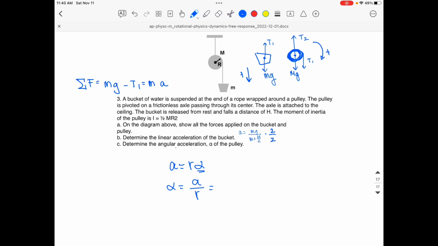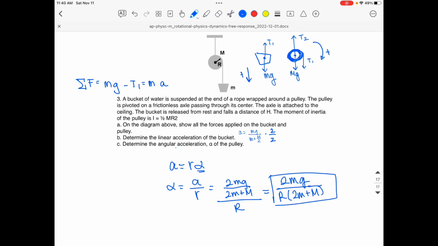So A is equal to 2mg over 2m plus big M. Divide that by r, and you get 2mg all over r times 2m plus big M. And that would be your angular acceleration.